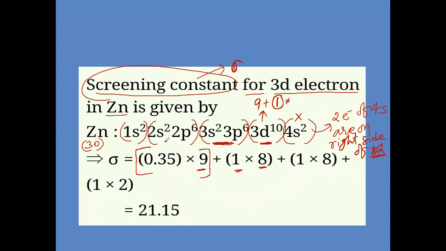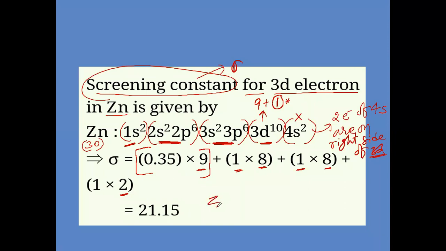Plus, again, 2s, 2p, how many electrons are there? 2 plus 6, 8 electrons again, into 1 only. Plus, in 1s, how many electrons are there? 2 electrons into 1. So totally how much did we get? The sigma value we got is 21.15. Now tell me, what is the atomic number of zinc? 30. 30 minus what do we have to do now? 30 minus 21.15.